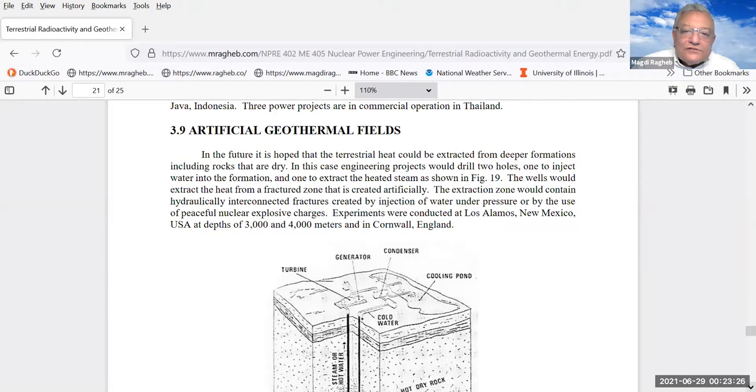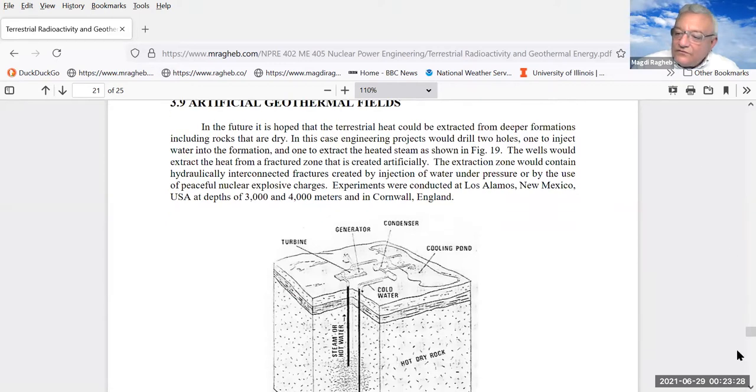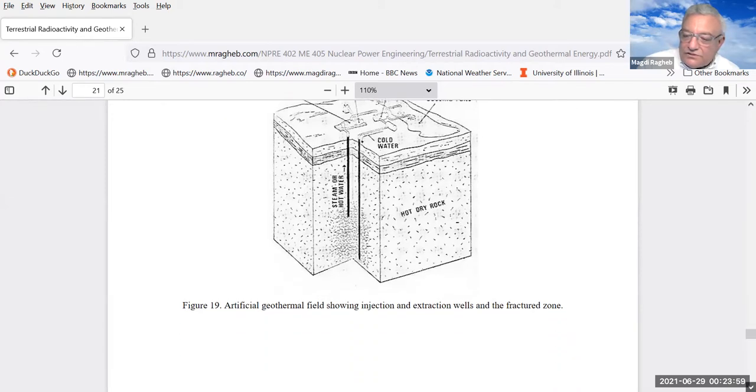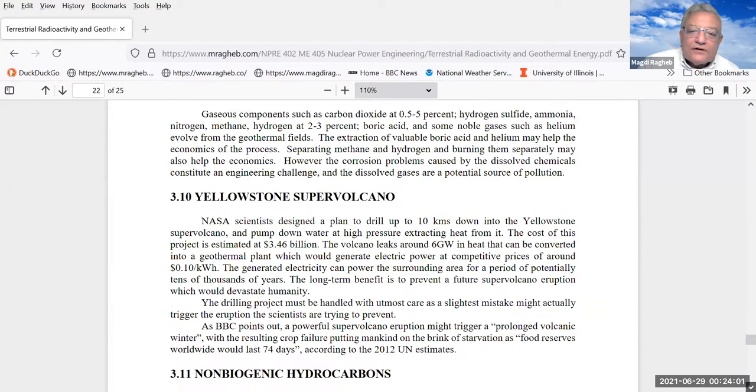Can we build artificial geothermal fields? Yes, we can, and it's used in California, New Zealand, and so on. But some people suggested the use of nuclear explosion. In that case, you would explode a nuclear device underground. You create a cavity, and the cavity collapses. In that case, it creates a large surface area in which you inject cold water by contact with a hot, dry rock. Steam is produced, and you can create an artificial, not natural, geothermal kind of power production process.